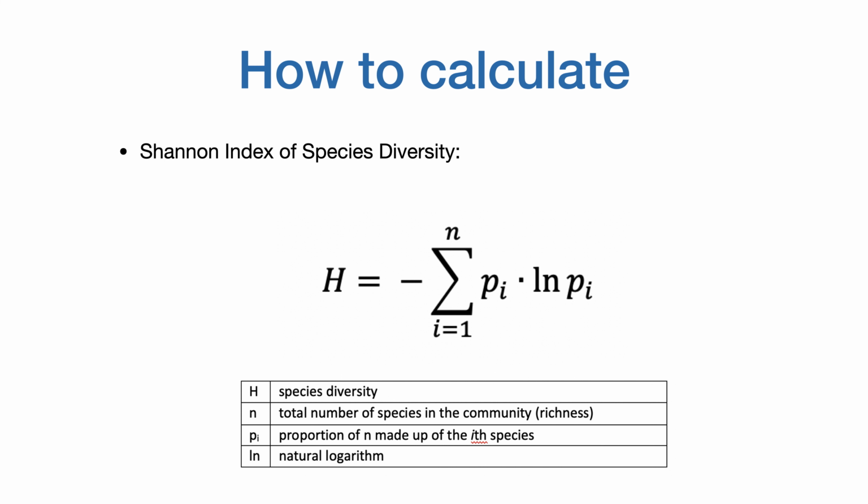All right, so this is the Shannon Index of Species Diversity. This is one of the most popular ways to calculate biodiversity. All right, so H is species diversity. H is equal to the negative sum of Pi, which is the proportion of a particular species in a community. And then we're going to multiply that by the natural log of that proportion. Okay, sound confusing? It's not that bad. Let's work through an example together.